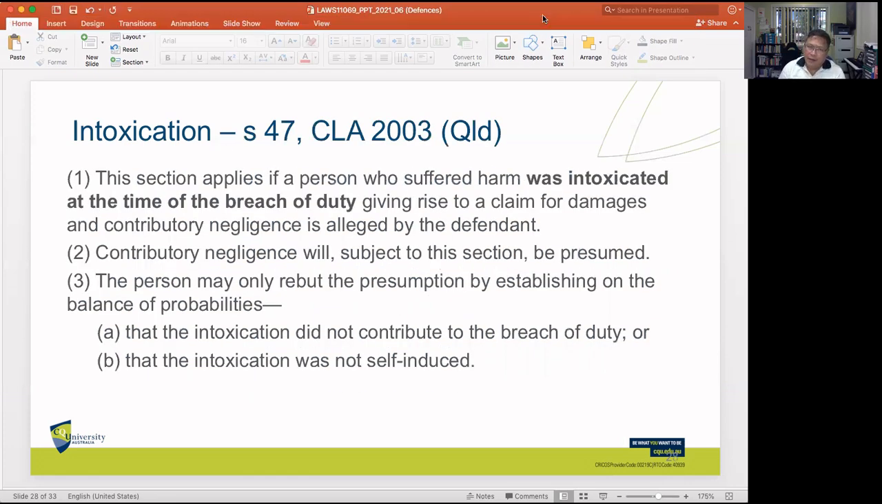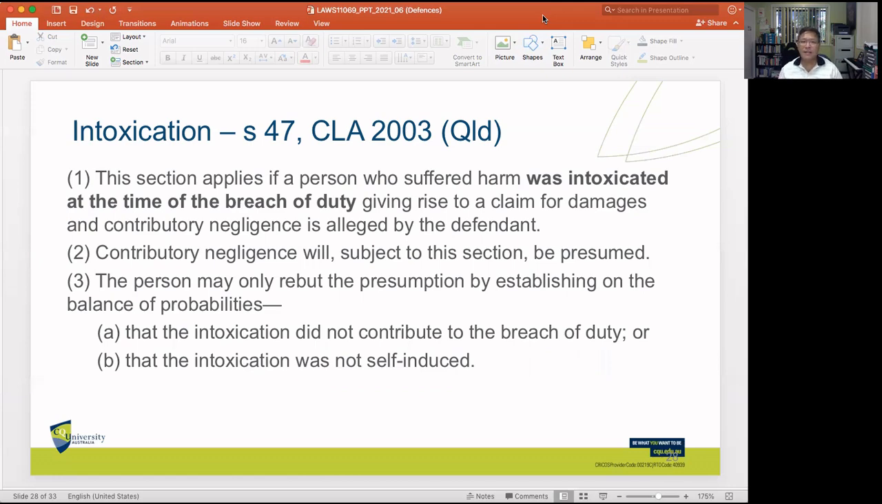Now, the Civil Liability Act has also intervened in relation to the common law. So that's in section 47. Subsection 1 says that this section applies if a person who suffered harm was intoxicated at the time of breach of duty, giving rise to a claim for damages and contributory negligence is alleged by the defendant. So number 2, contributory negligence will, subject to this section, be presumed.